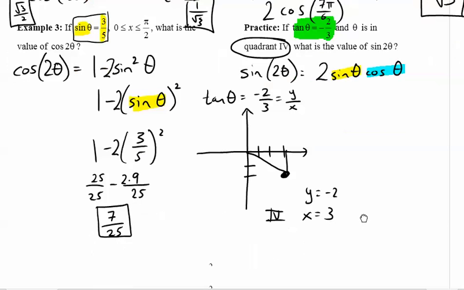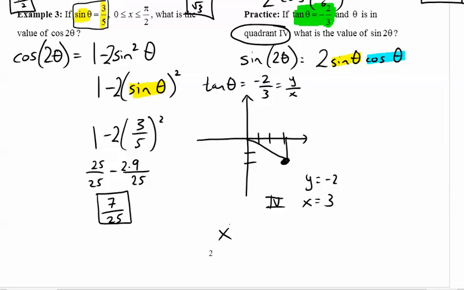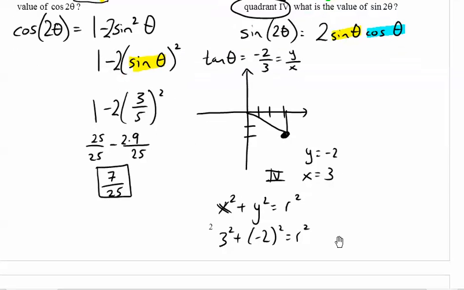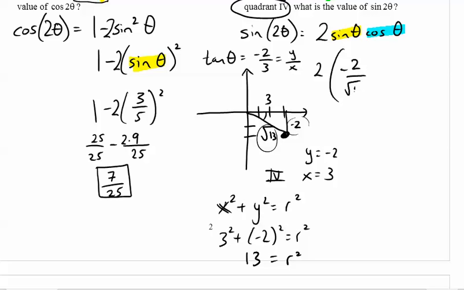And then I can find the hypotenuse just by doing x squared plus y squared equals r squared. So 3 squared plus 2 squared is 4 plus 9, 13. That's right. So r is the square root of 13. So sine would be opposite over hypotenuse, negative 2 over root 13.